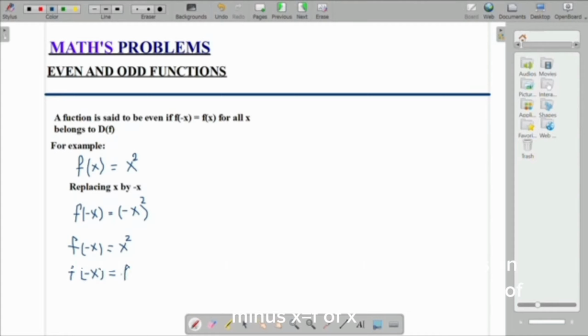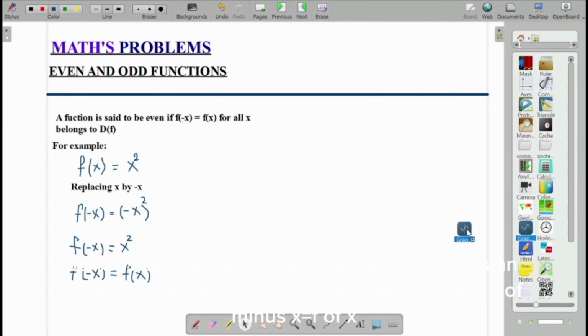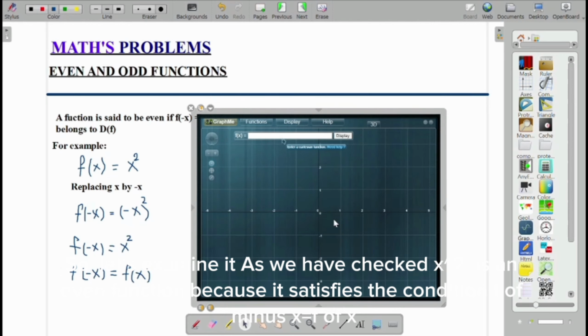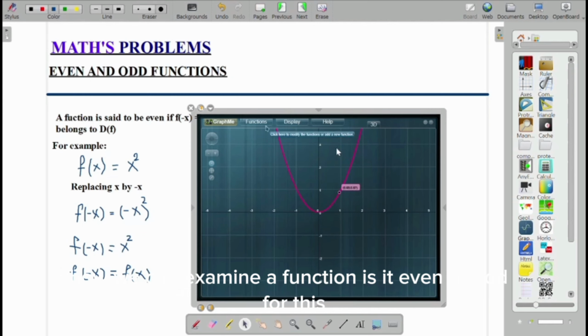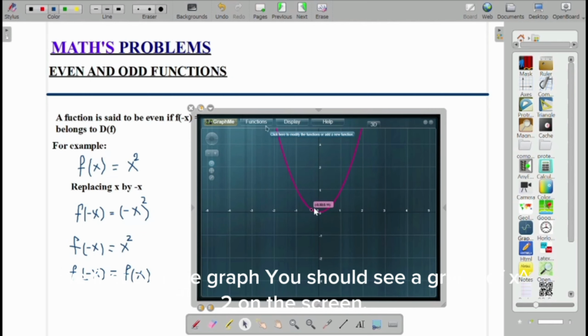So let's examine it. As we have checked, x squared is an even function because it satisfies the condition f of minus x equals f of x. Now let's move to the graphical method to see how we can examine whether a function is even or odd. For this, we first plot the graph.